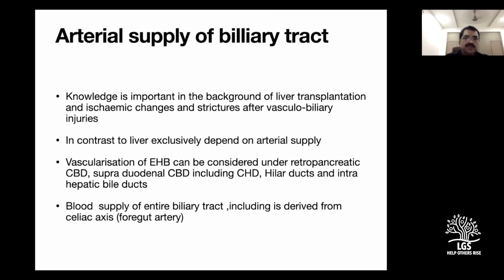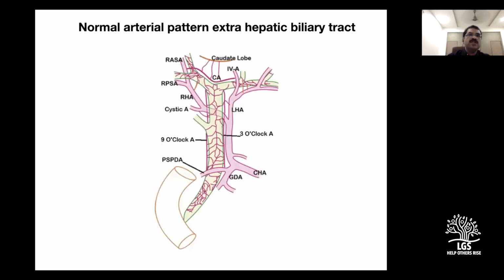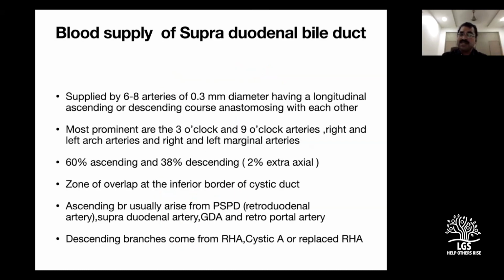So blood supply of the biliary tract is almost entirely derived from the celiac axis, that is the foregut artery, because it is developed from the foregut. This is the normal arterial pattern of the extrahepatic biliary tree. You will have supply coming from below and supply coming from above, the ascending branches and descending branches. So the blood supply of the extrahepatic biliary tract is mainly axial. It is supplied by 6 to 8 arteries of 0.3 millimeter diameter, and they run along the bile duct in an ascending or descending course, and anastomose with each other.